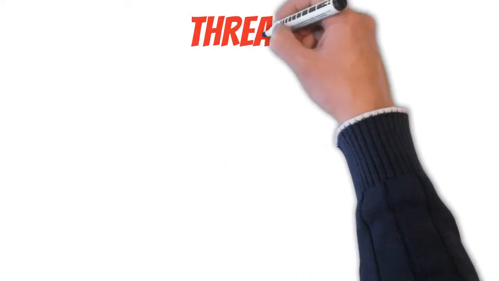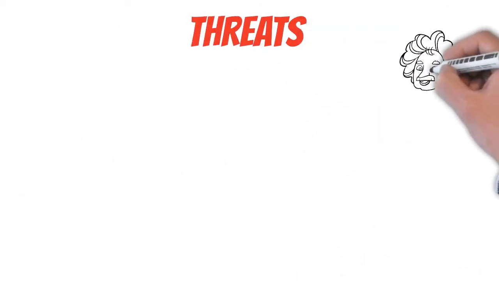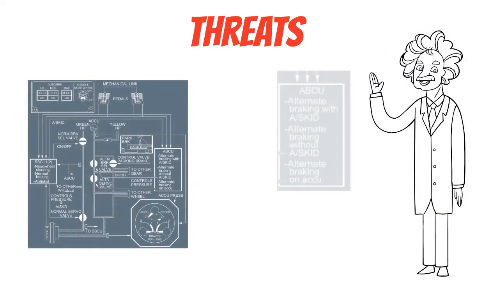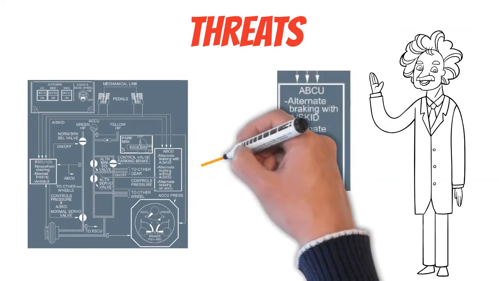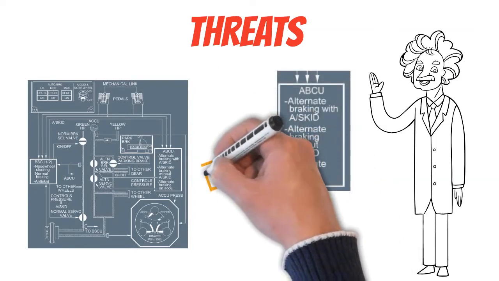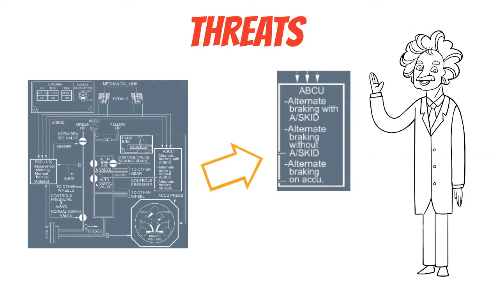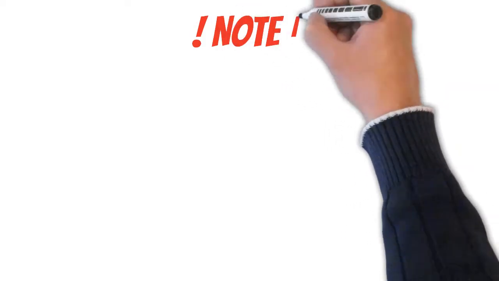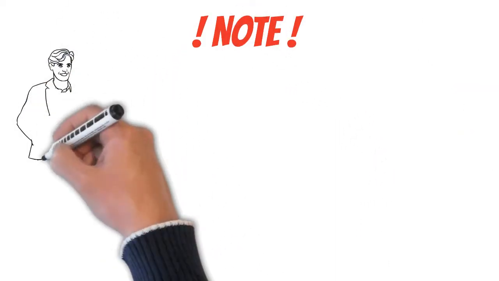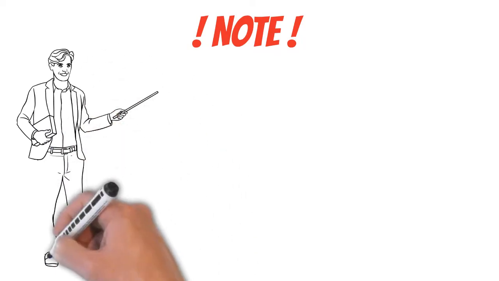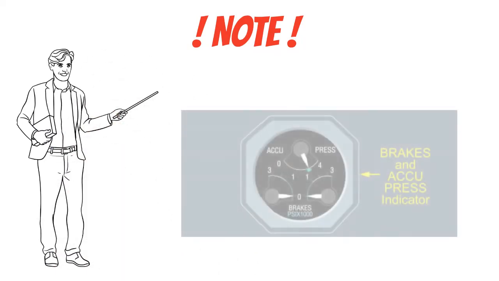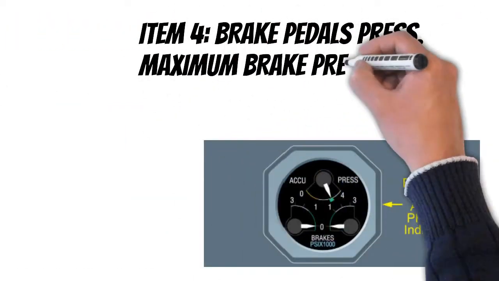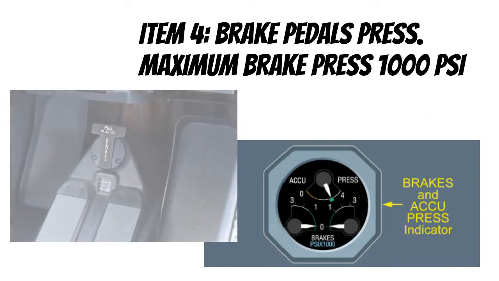Threats. The crew has to take into consideration differences between early MSN aircraft and newer ones. New aircraft are equipped with an alternate braking control unit, which helps the pilot not to exceed the required 1000 psi during alternate braking. Note: even if the aircraft has an alternate braking control unit, that does not remove the responsibility from the pilot to check the triple indicator carefully not to exceed 1000 psi. Brake pedals press. Maximum brake pressure 1000 psi.